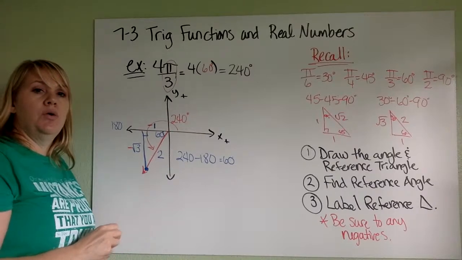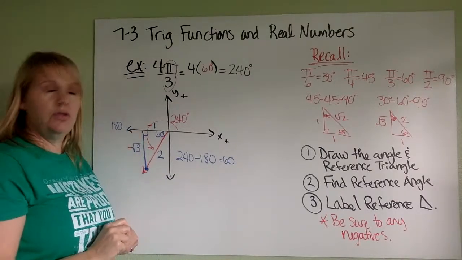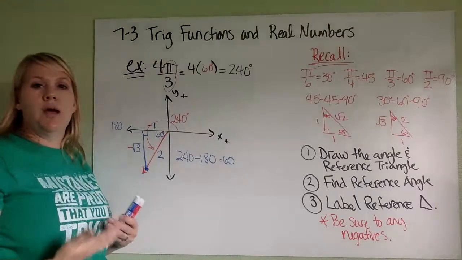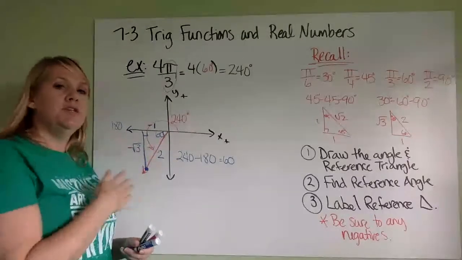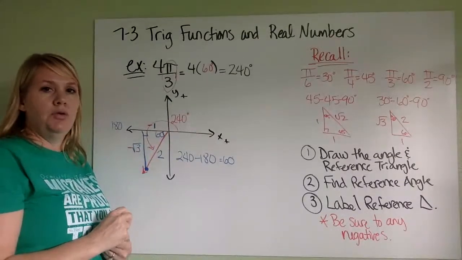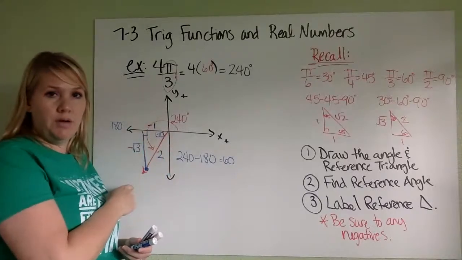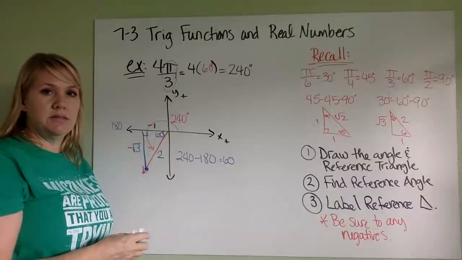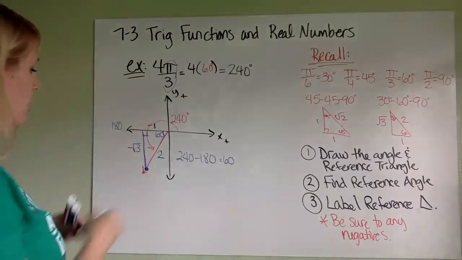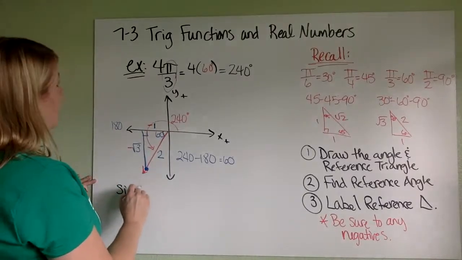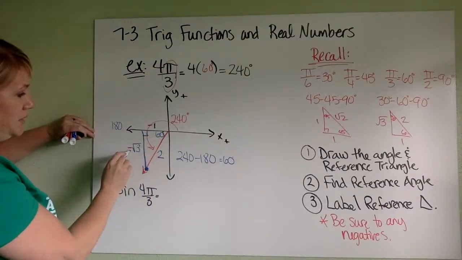Yeah? So does a triangle exist with 2 negative side lengths? No, not for real. I mean, there's no actual way to make a triangle with negative side lengths. This is a visual representation to help you find the 6 trig functions for this angle that lands right there. So keep that in mind. It's not an actual thing you can touch. It's a visual representation.